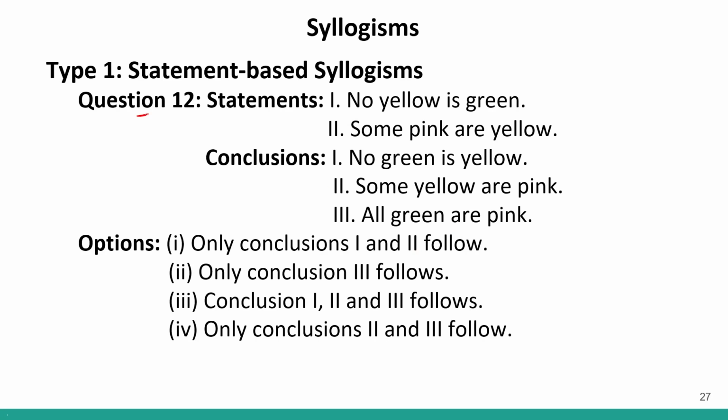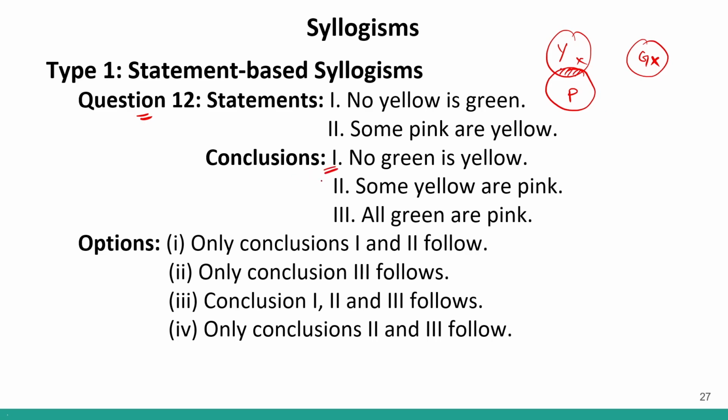Coming to question number 12. Question number 12 says 2 statements and 3 conclusions. Statement 1 is no yellow is green, so yellow will not overlap with green, correct? Statement 2 says some pink are yellow. So we will have pink over here. Highlight will be this part, that some pink are yellow. This is how my Venn diagram will look.